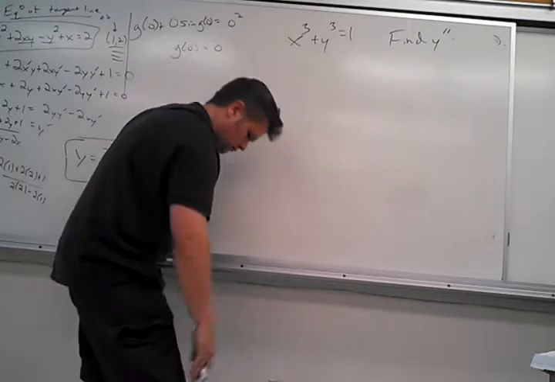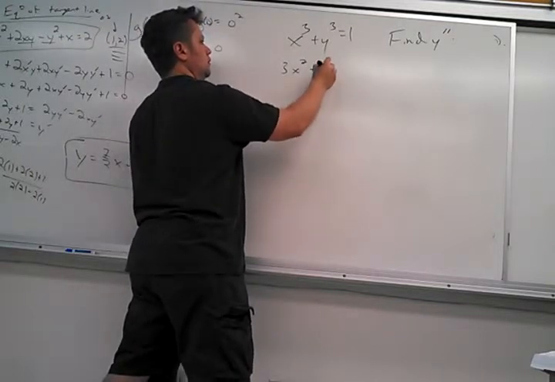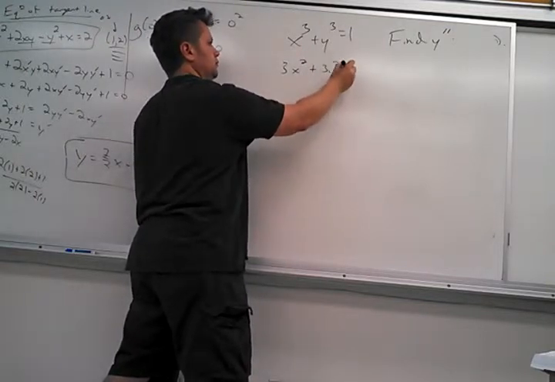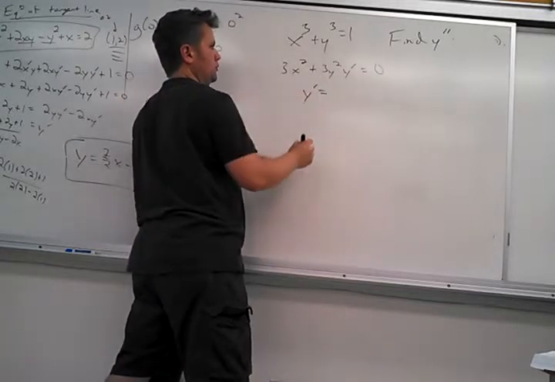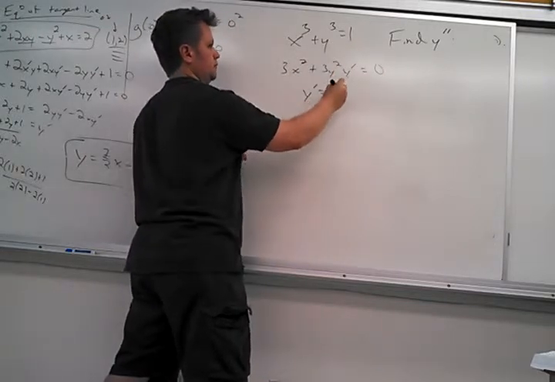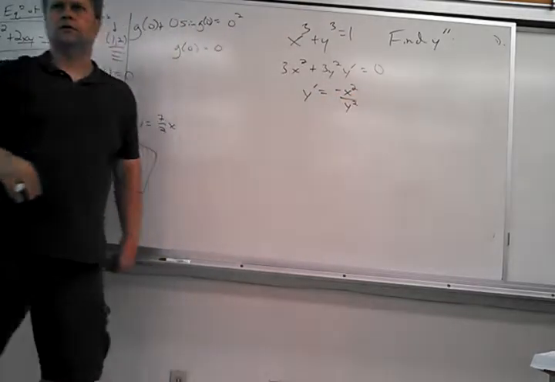Go in that direction. 3x squared. Yeah, 3x squared, plus 3y squared y prime equals 0. So I get y prime equals negative x squared over y squared. I like it. Is that cool so far?